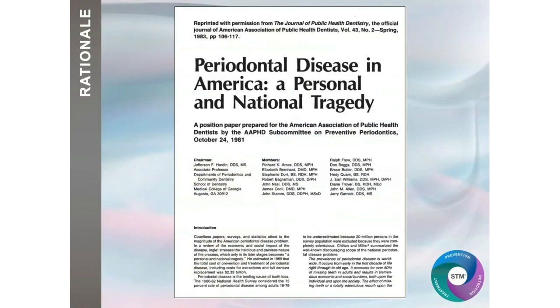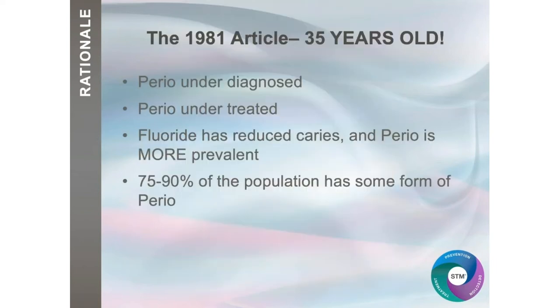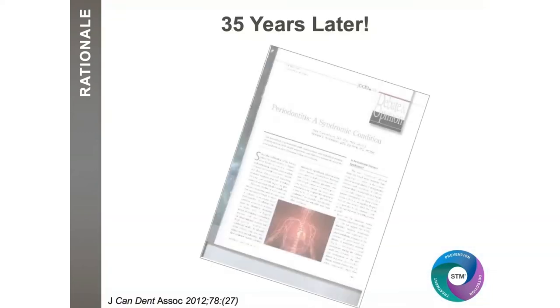So perio disease is still a tragedy. This is a 1983 Hardin article talking about perio as a detrimental disease and that we need to treat it and that 90% of patients have perio. And guess what's changed over the last 40 years? Nothing. Okay, this article is 1981, 35 years old, 75 to 90% have perio.